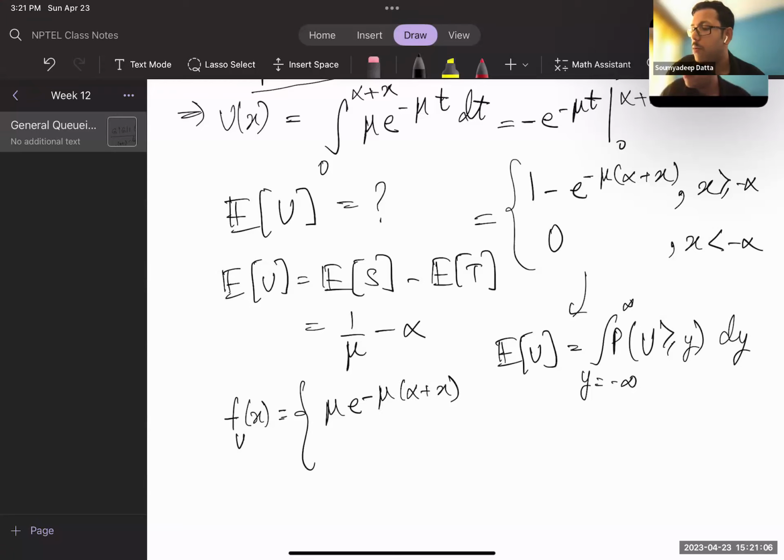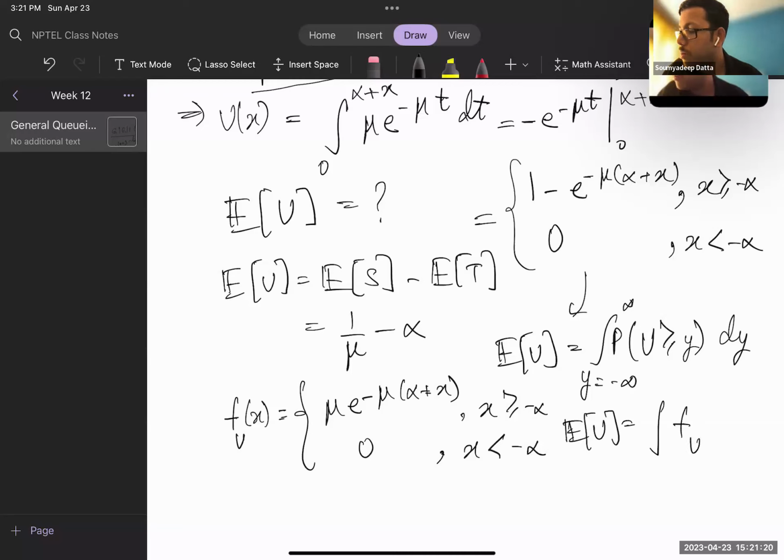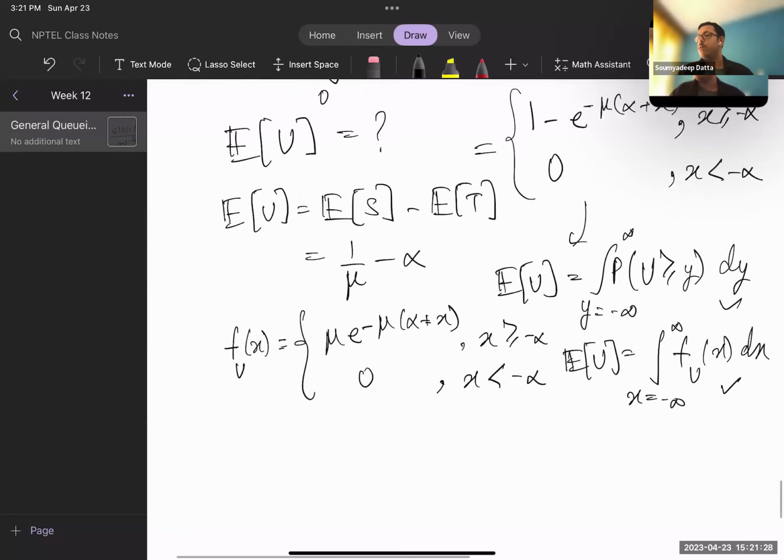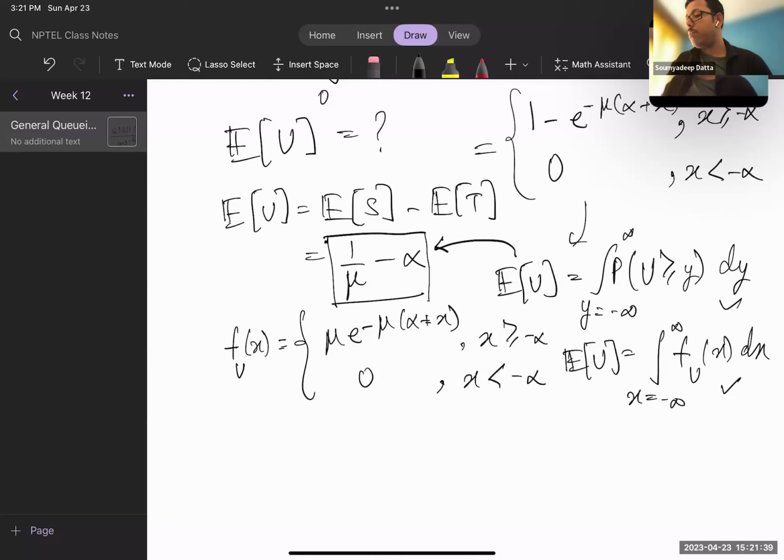I hope I'm not wrong. Yeah, mu times e to the power minus mu alpha plus x for x greater or equal to minus alpha, and 0 for x less than minus alpha. So another way of evaluating expectation of u is the integral of x f_u of x dx from minus infinity to infinity. You can use both these formulas and check if the value that you get is equal to this, because we know the answer. If these values are equal, then your derivation of the CDF and the PDF are correct.